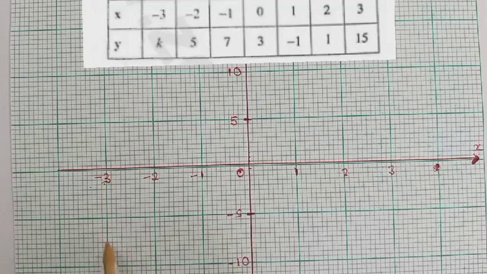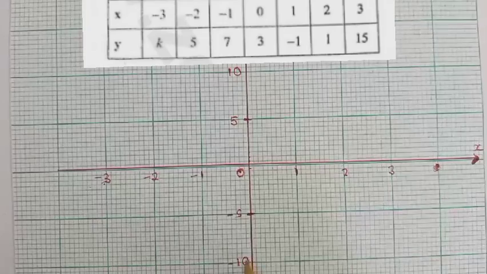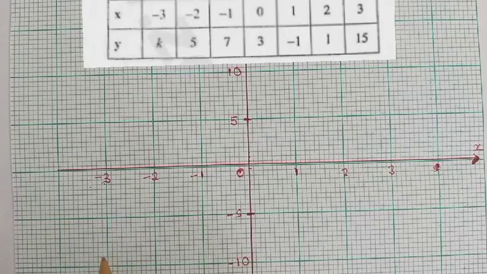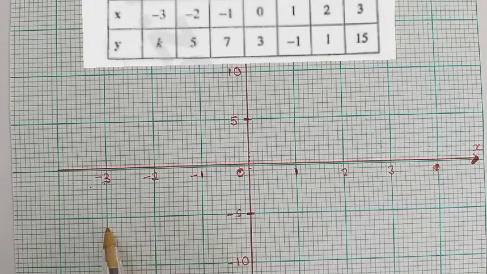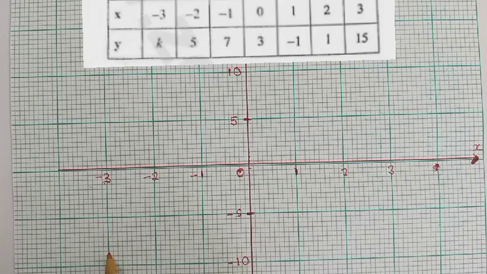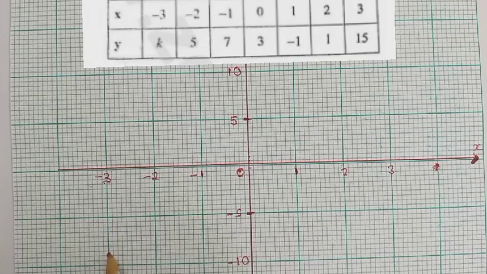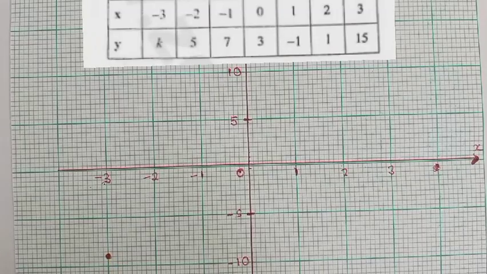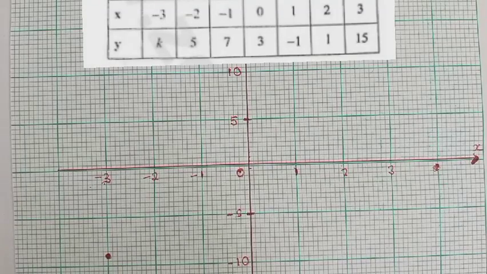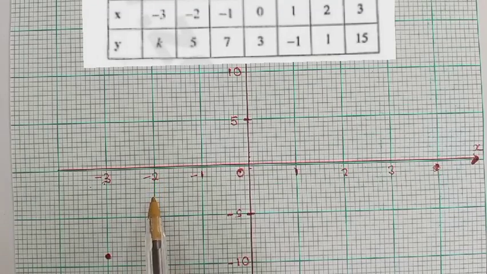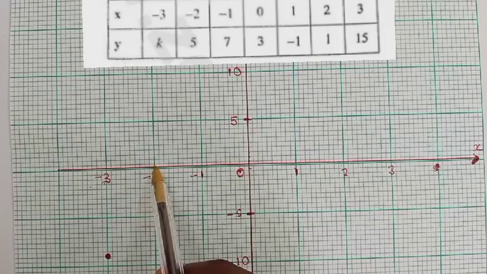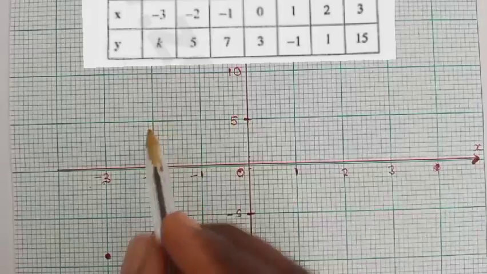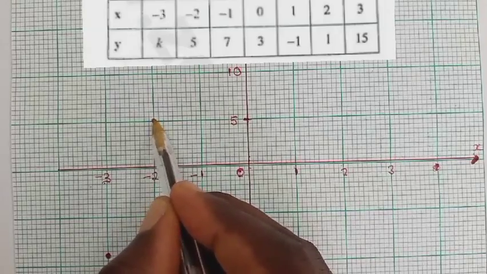So negative 3 is right here. If 10 is right here and we're skipping one line, negative 9 must be right here, because this is 5, 6, 7, 8, 9. Negative 9 is right here. So the point is over here. Next, we go to negative 2, comma 5. So negative 2 is right here. 5 is here, so the point will be right here.